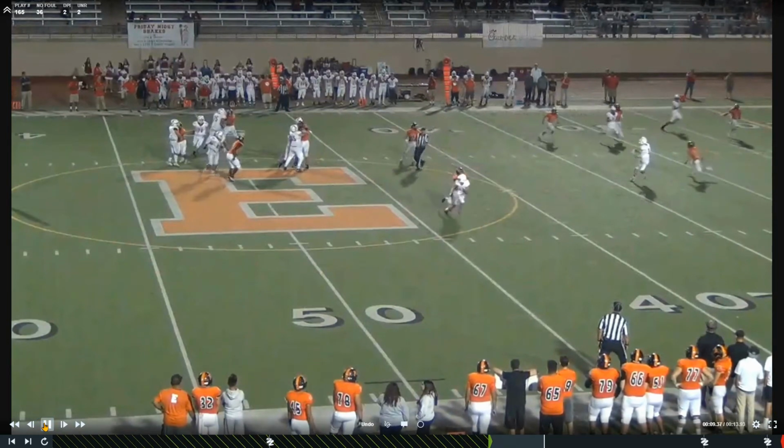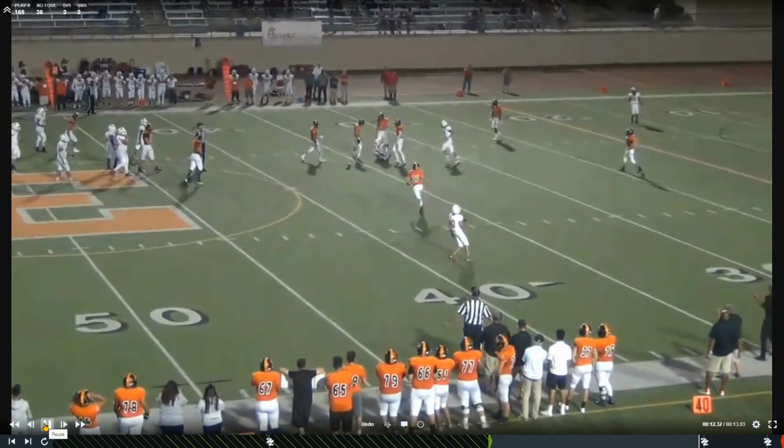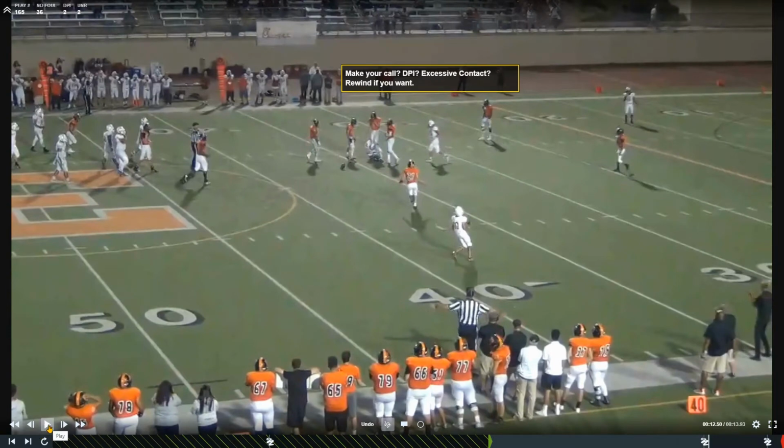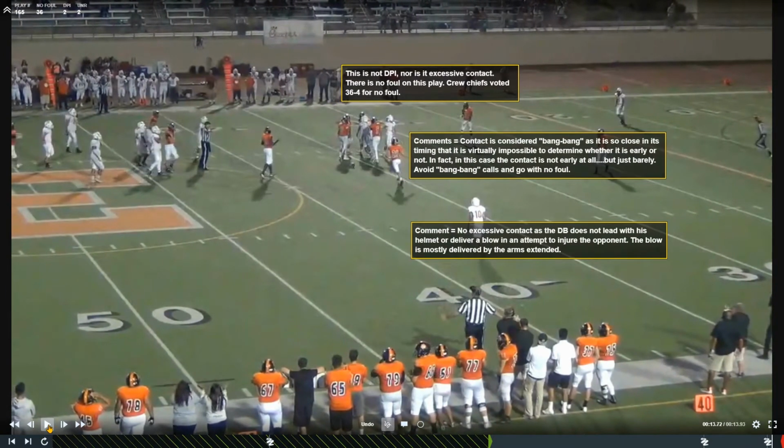Let's see what you think, and let's see what Steve's crew chief said. This is not DPI, nor is it excessive contact. Okay, 36-4 they voted. So very much the majority said no foul. And contact is considered bang bang, and we have a philosophy: if it's bang bang, it's not. We're not good enough to judge that as DPI. I don't have a problem with that. He may have gotten there a fraction early, but bang bang, save those flags.